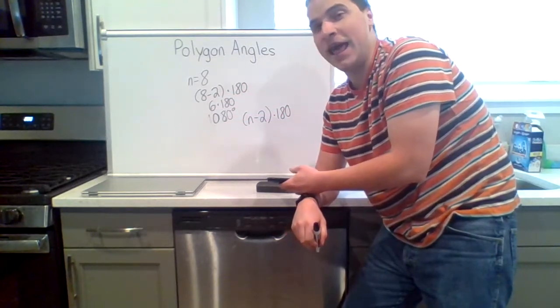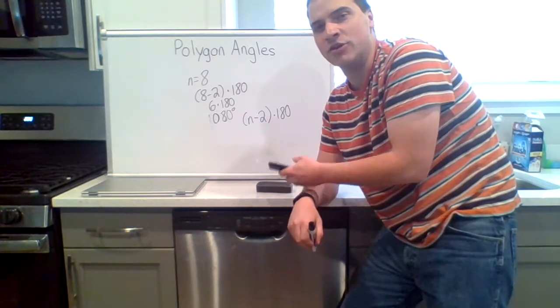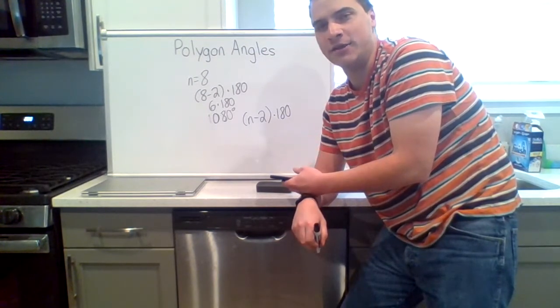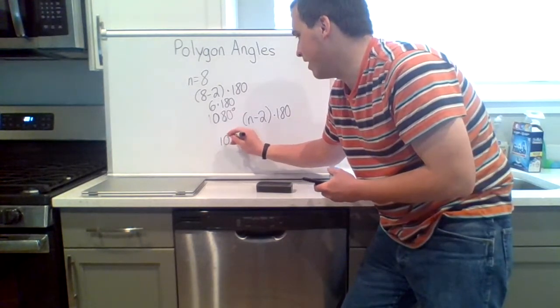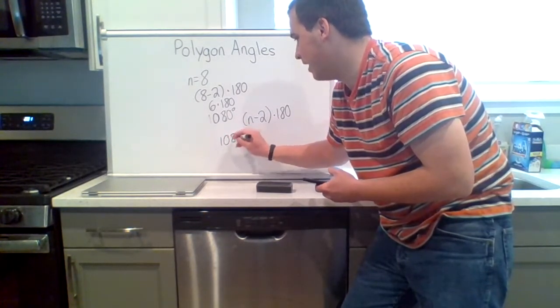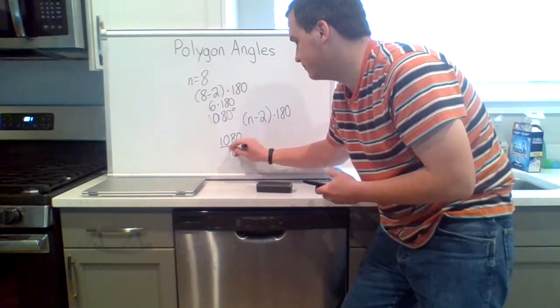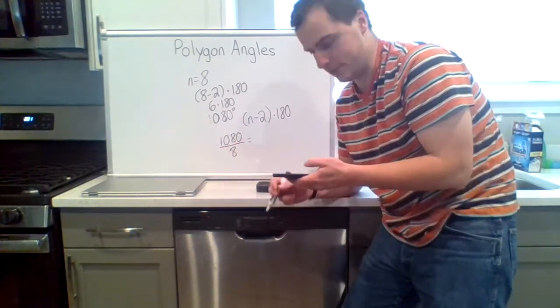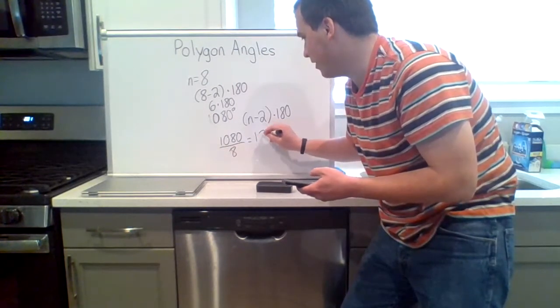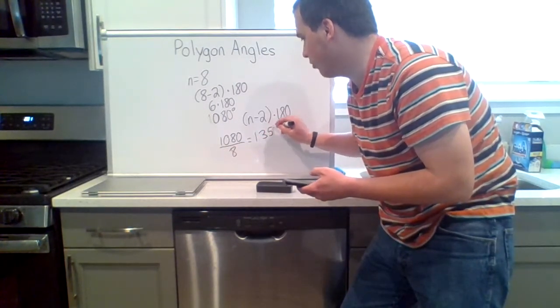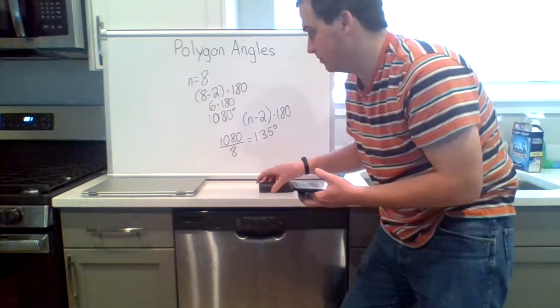Now, they might ask, well, what's the angle measure in a regular octagon? A regular shape means all the angles are equal. So I take that 1,080 and divide it by 8 for 8 angles. Divide that by 8. So each angle in an octagon is 135 degrees.